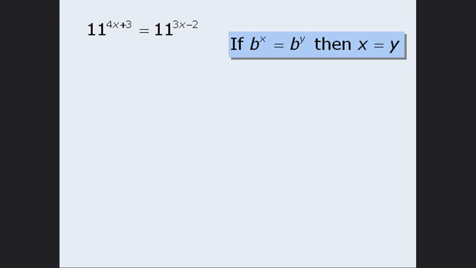So if 11 to the power of 4x plus 3 equals 11 to the power of 3x minus 2, it must be true that the two exponents here are equal. From here we can solve this relatively easy equation to see that x equals negative 5. Now let's try another one.